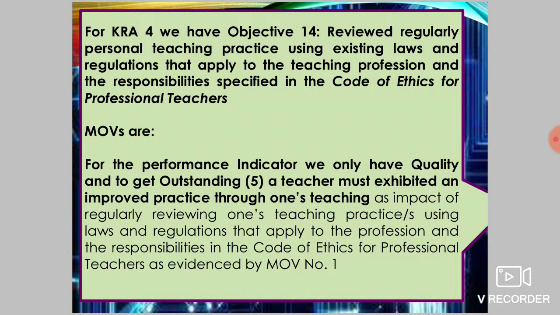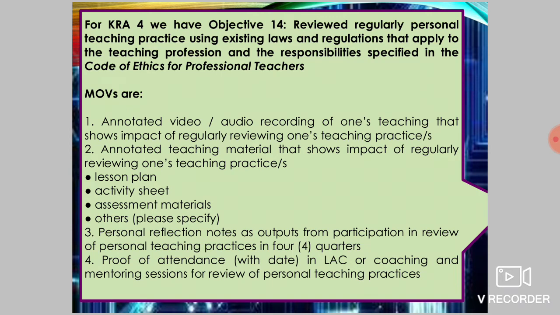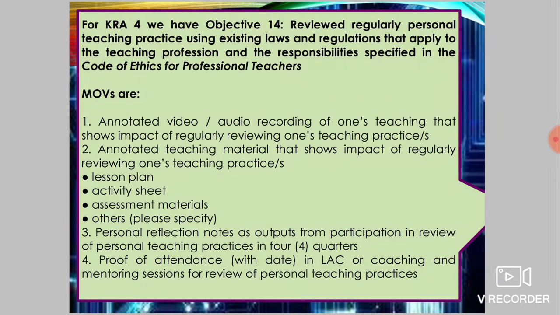So, to get a 5, you must exhibit the improved practice through one's teaching as impact of the regularly reviewing one's teaching practices using the laws and regulations that apply to the profession and the responsibilities in the Code of Ethics for Professional Teachers as evidence in MOV number 1. Again, MOV number 1 is very important. Then you can choose any from 2, 3, and 4 MOVs to support number 1.